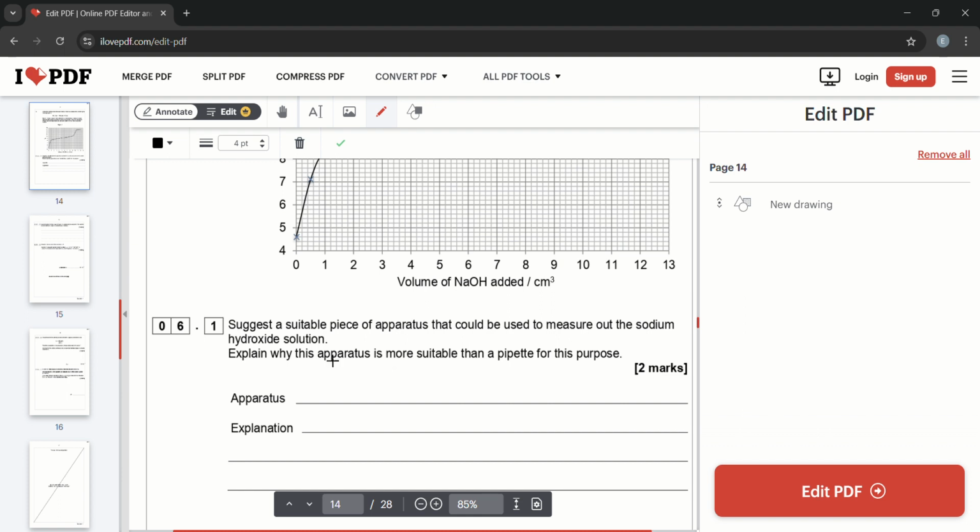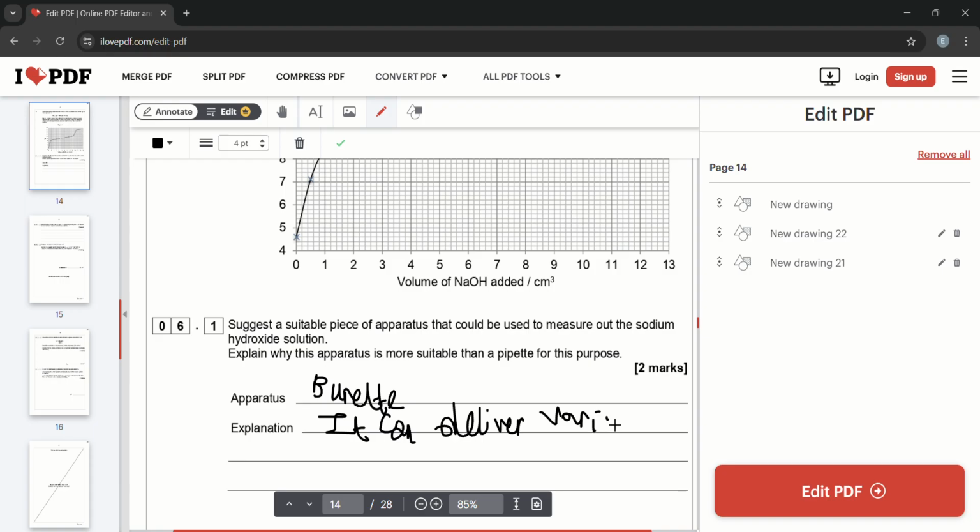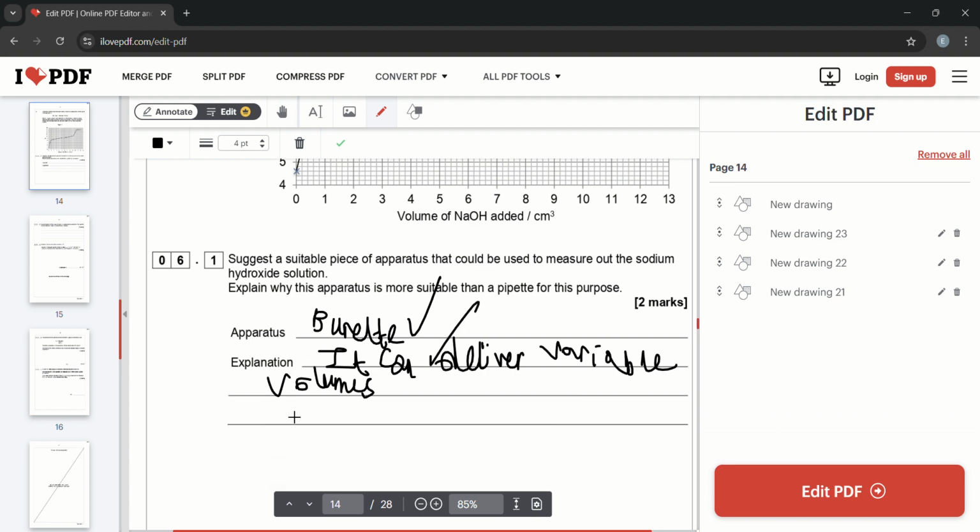Well, a suitable piece of apparatus is going to be a burette. Reason being, it can deliver variable volumes, unlike a pipette which cannot. So burette, as it can deliver variable volumes.